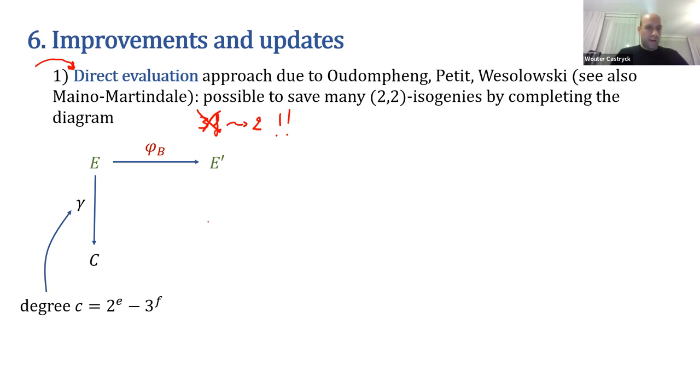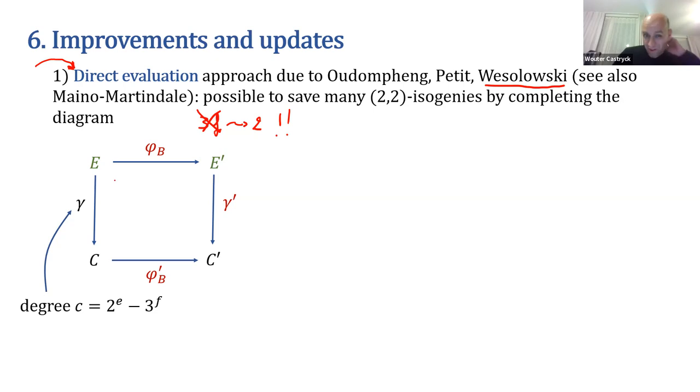What is the idea? The idea is to consider the following diagram. We have our starting curve E, we have our codomain curve E prime, we have Bob's secret isogeny phi B, we have this auxiliary isogeny gamma, which has to be of degree 2^e minus 3^f. For what I'm going to say now, this is basically following Wesolowski. We still have to be able to find this gamma. But once we found it, we can consider the following diagram. We cannot construct it explicitly because we don't know phi B. But theoretically, we can write it down.